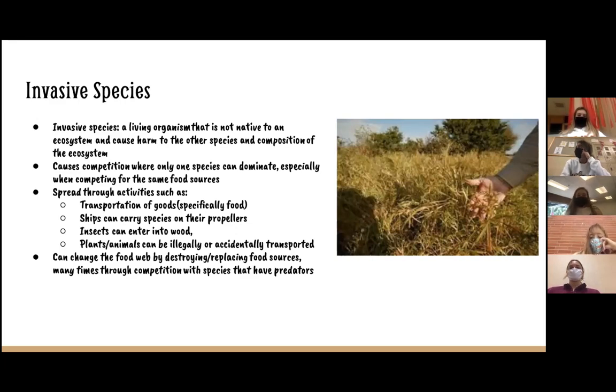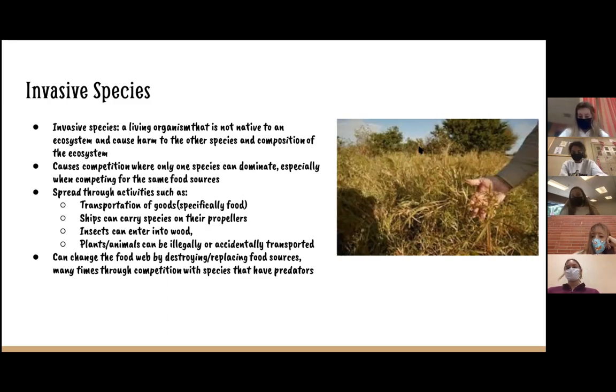It's also spread through activities such as transportation of goods, specifically food, and also on ships because they can carry species on their propellers, in their wood, and plants and animals can be illegally or accidentally transported, and these may contain bugs or plants that can affect the composition of an ecosystem. And it also changes the food web because if there is too much competition, it can destroy or replace food sources.